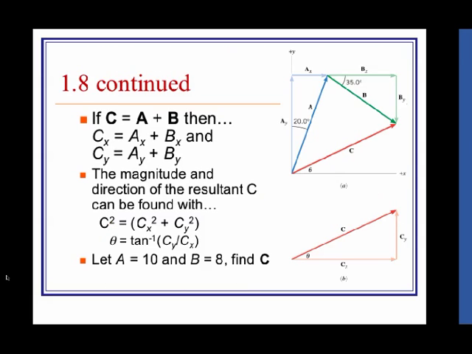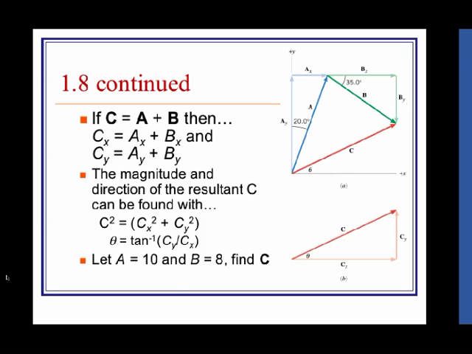Here is another example for adding 2 vectors. Vector A plus vector B is equal to our resultant vector C. In addition, we're also given the angles for vector A and B. This will help us to determine their components.